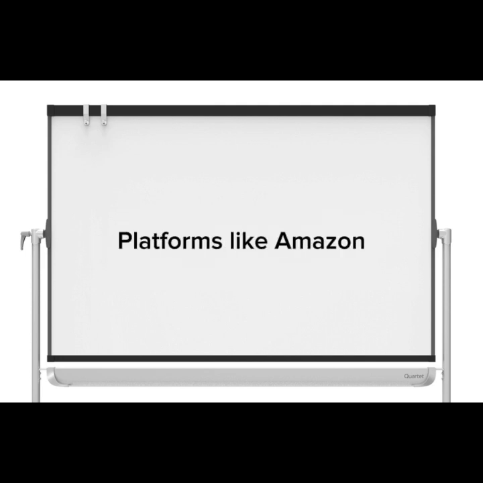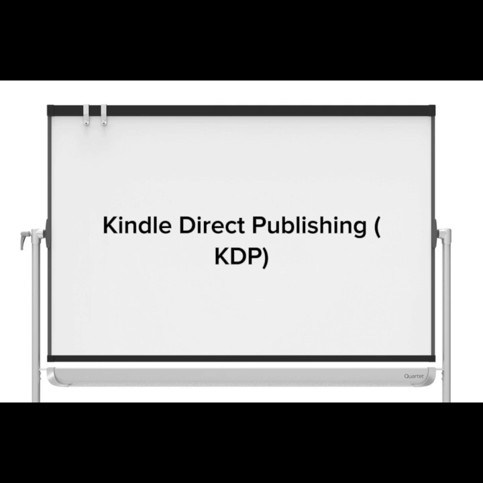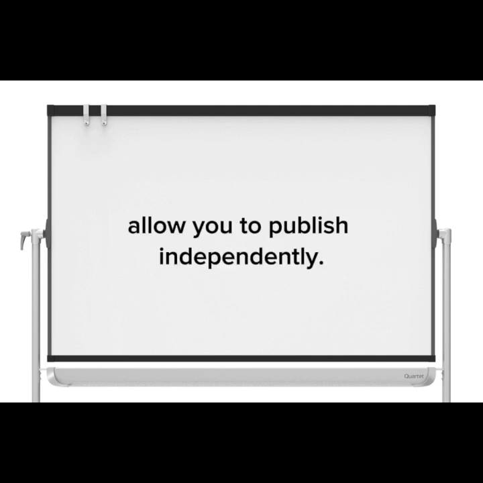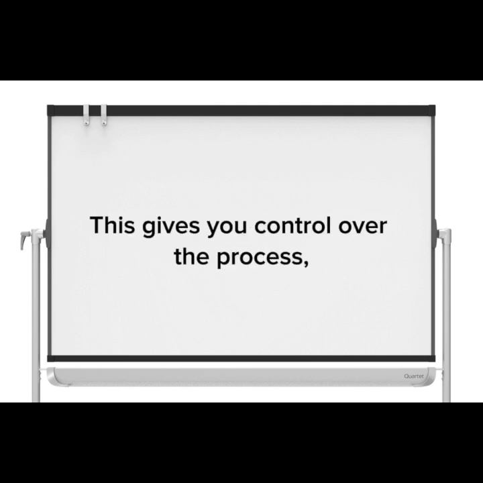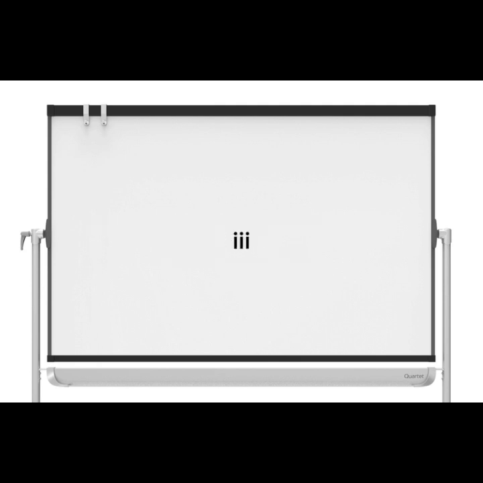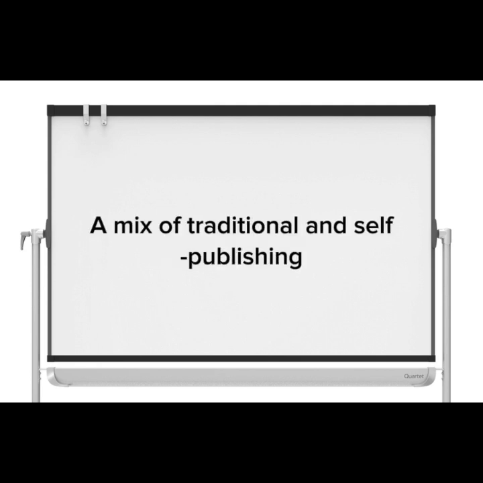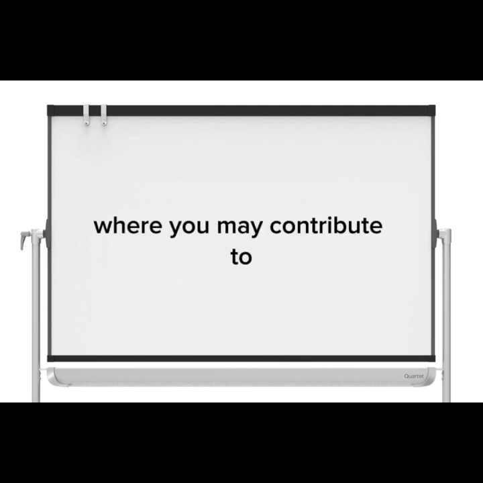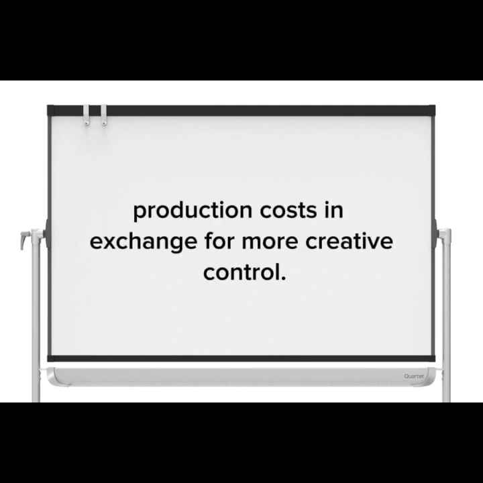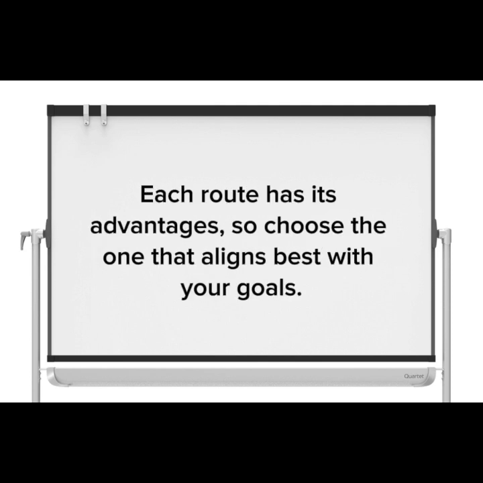Self-publishing. Platforms like Amazon Kindle Direct Publishing (KDP) allow you to publish independently. This gives you control over the process, but you're also responsible for marketing. Hybrid publishing, a mix of traditional and self-publishing, where you may contribute to production costs in exchange for more creative control. Each route has its advantages, so choose the one that aligns best with your goals.